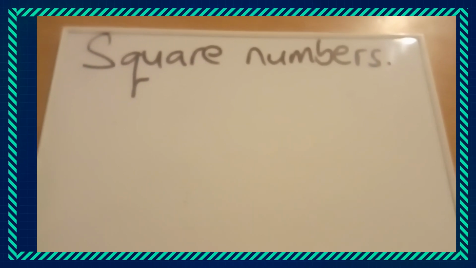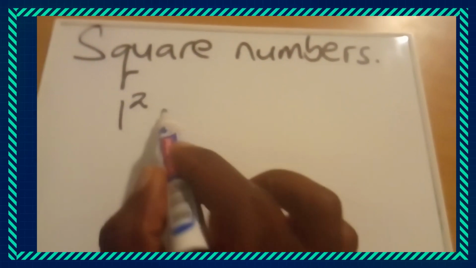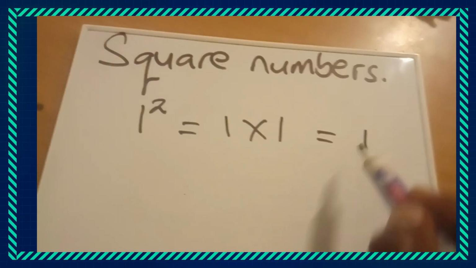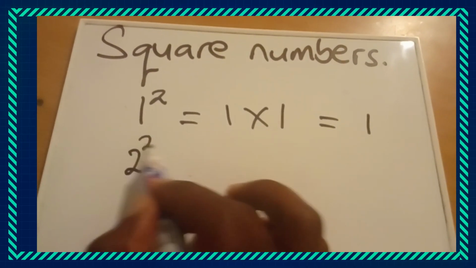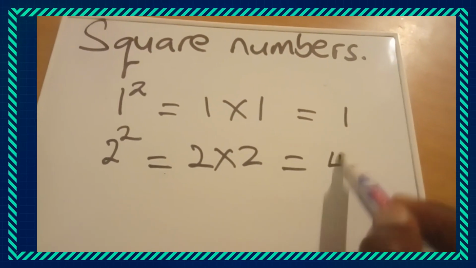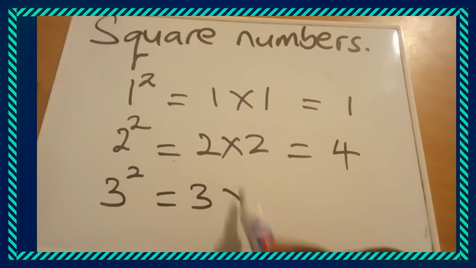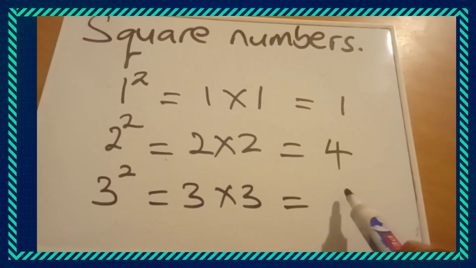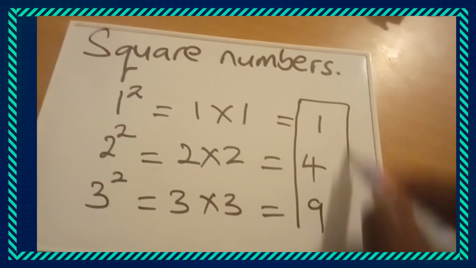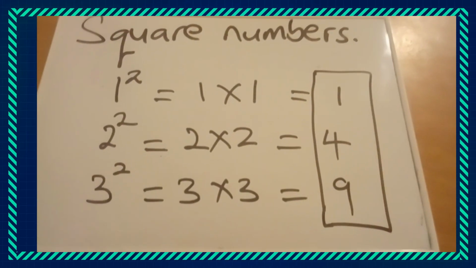Square numbers come from squaring an integer. For example, 1 squared is equal to 1 times 1, which gives you 1. 2 squared is equal to 2 times 2, which gives you 4. 3 squared will give you 3 times 3, which is equal to 9. So these are square numbers. They come from squaring an integer.